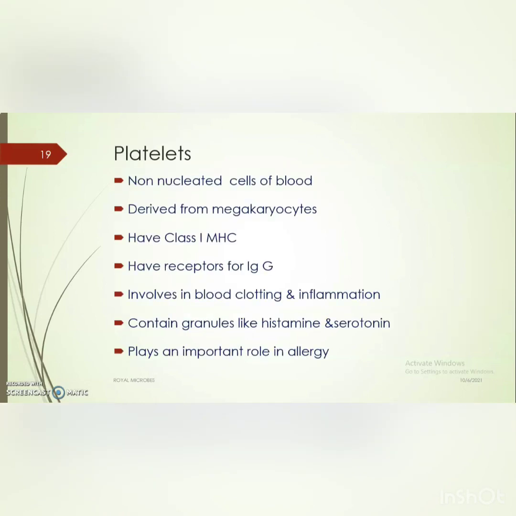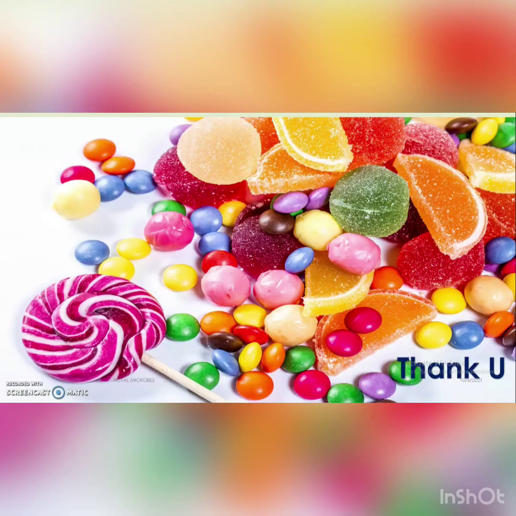Next is platelets. They are non-nucleated cells of the blood. They are derived from megakaryocytes. They have class 1 MHC molecules. They have receptors for IgG antibody. They are mainly involved in blood clotting and inflammation. They also carry granules like histamine and serotonin, so they also play an important role in allergy. That's all about the cells of the immune system.